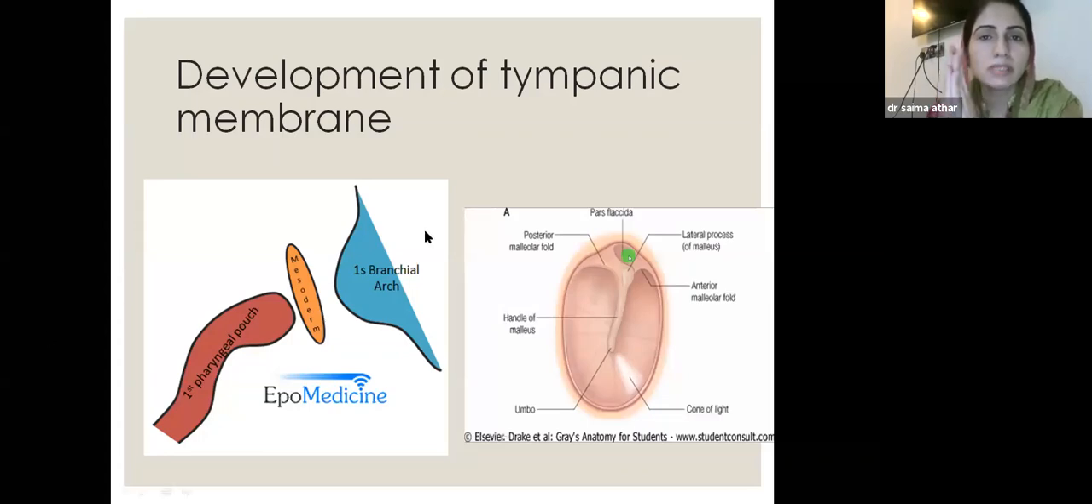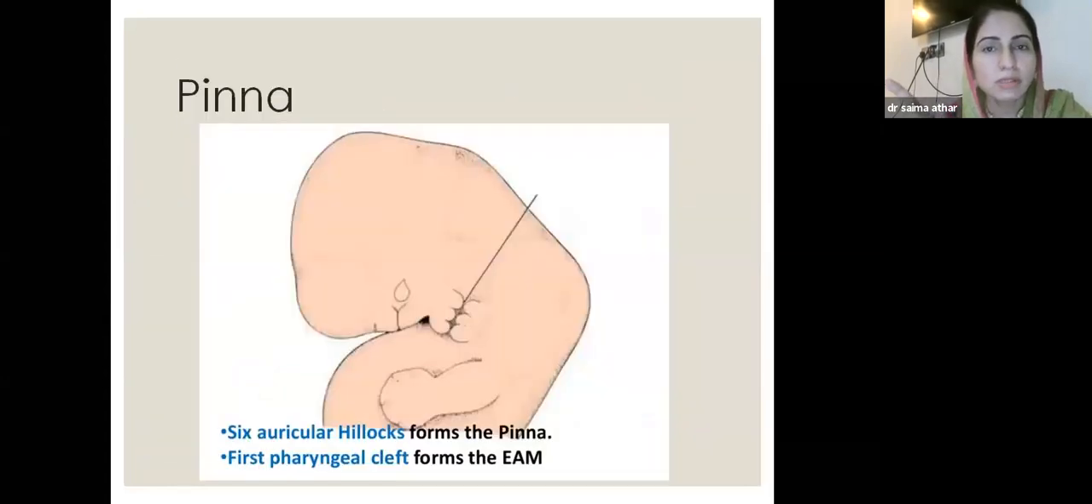The outer one is the epithelium of the first pharyngeal cleft, and in between there is mesenchyme. Okay, now this was about development of external auditory meatus. Then there is development of the pinna or the auricle.